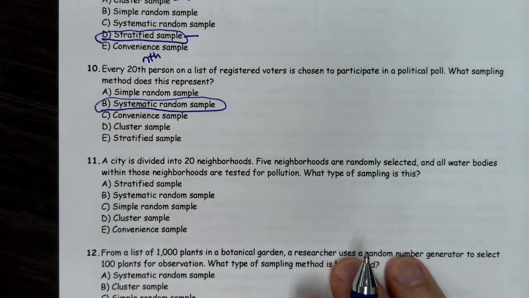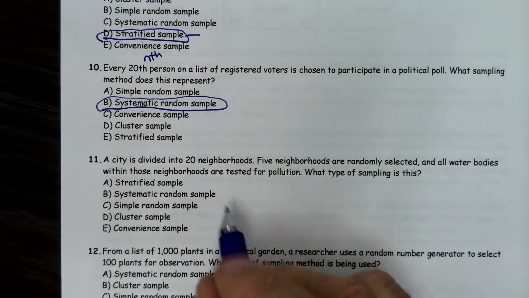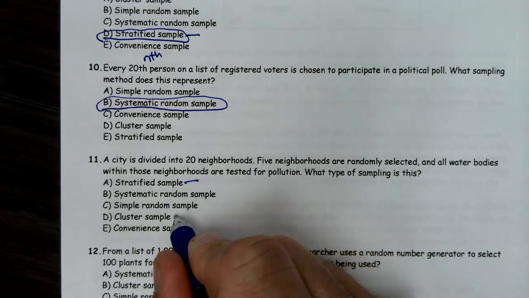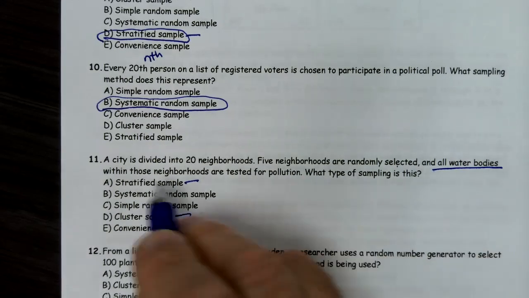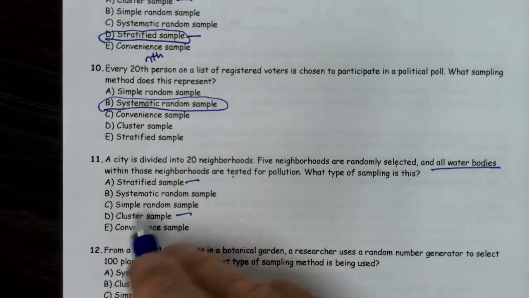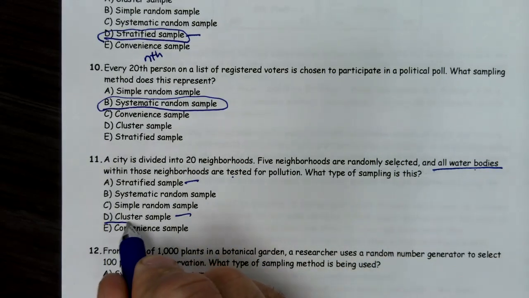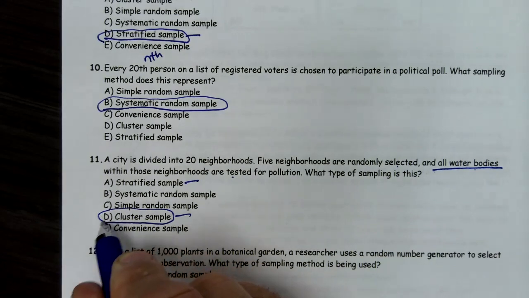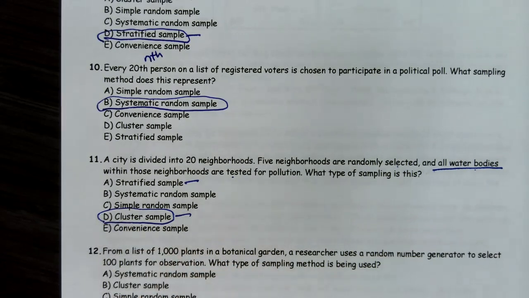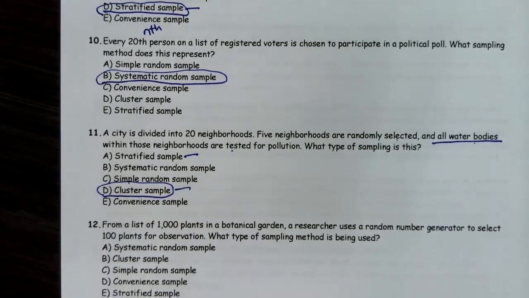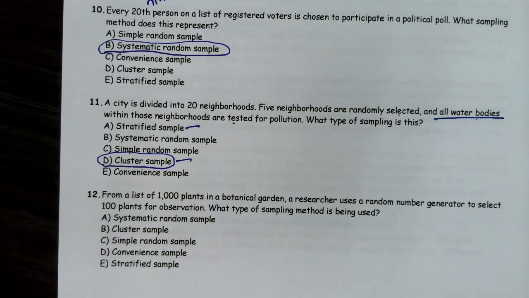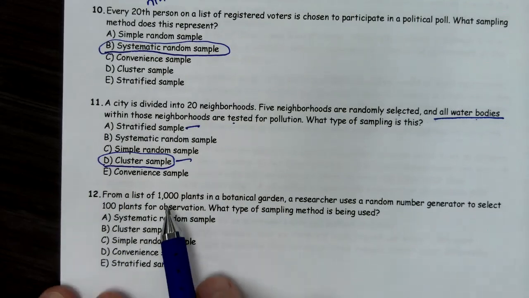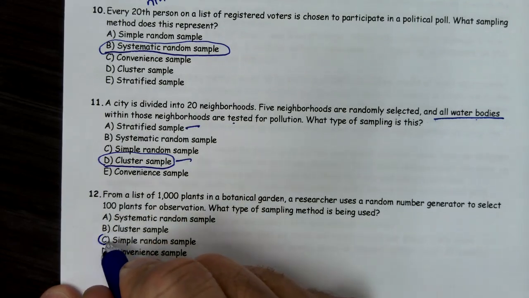Number 11, a city is divided into 20 neighborhoods. Oh, we broke it into groups. That tells me it's either stratified or cluster. 5 neighborhoods are randomly selected and all within the neighborhoods are tested. Oh, we tested all. If it's all, then it's a cluster. We randomly selected the groups, then tested all. Then it says from a list of 1,000 plants in a botanical garden, a researcher uses a random number generator to select 100. Oh, everyone has an equal chance. Must be simple random sample.